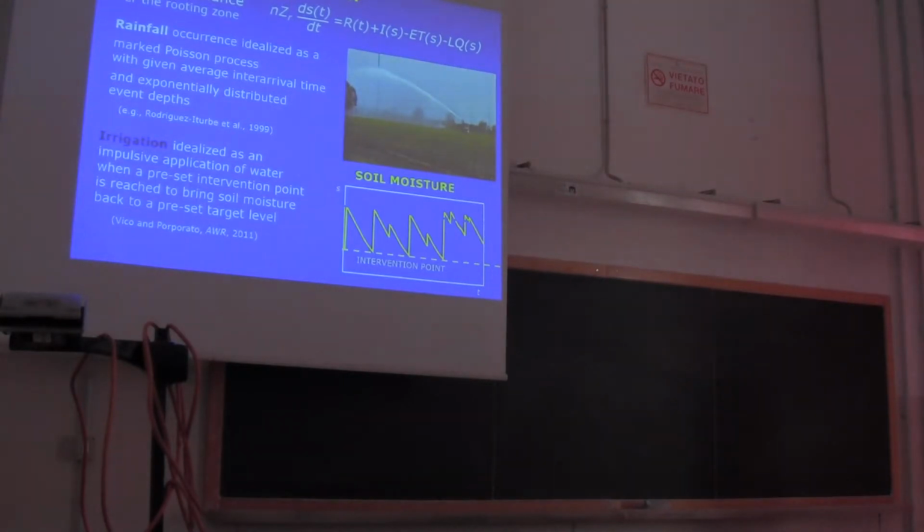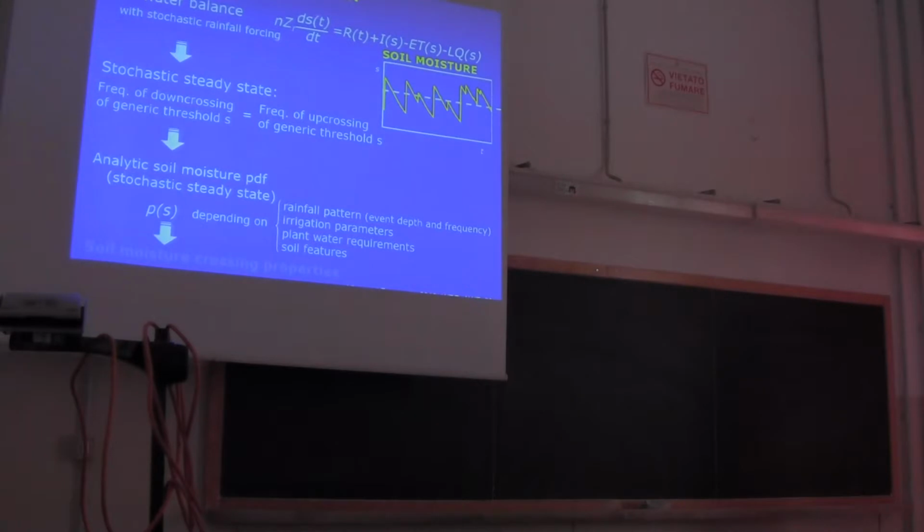Irrigation is basically what I had described before: an impulsive amount of water that is delivered to the field whenever soil moisture reaches a certain intervention point. With these ingredients and a bit of mathematical massaging, it is possible to obtain analytically the soil moisture probability density function under stochastic steady state. So, considering still the variability of soil moisture, but assuming that the probability density function of soil moisture doesn't change in time.